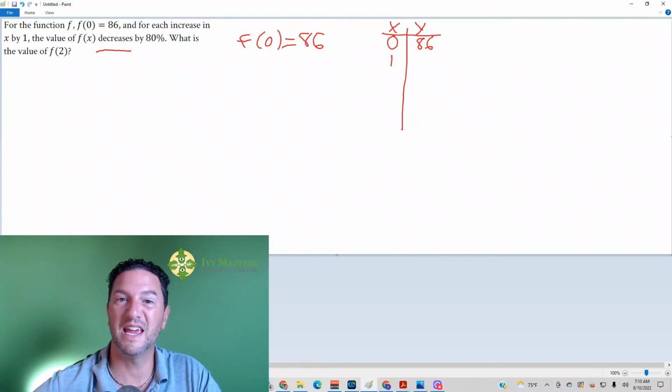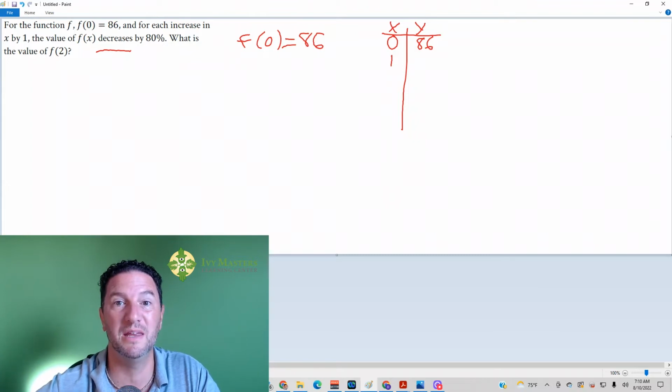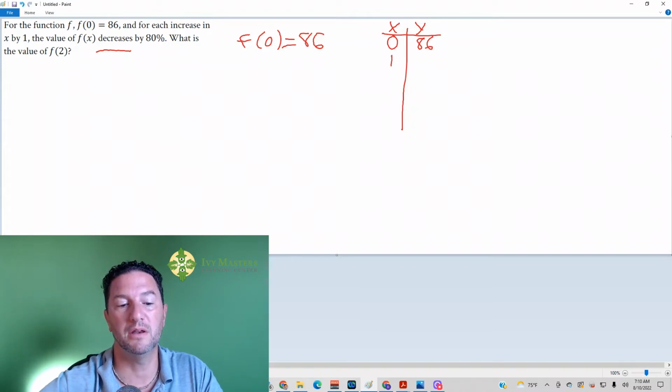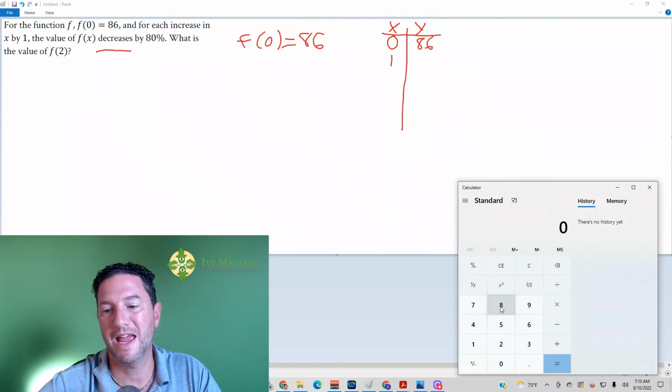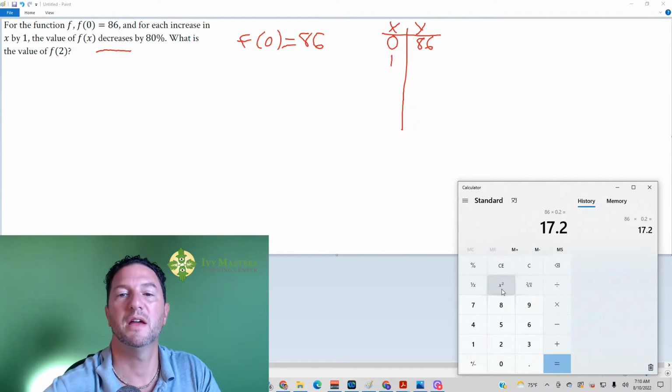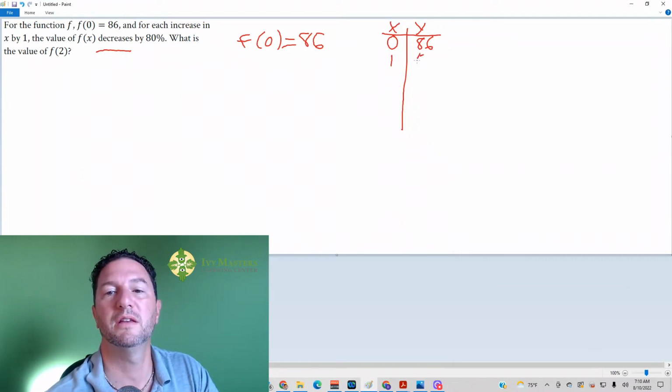If it is 80% less, let's say you're going shopping and you've got this killer sale and something's 80% off. What are you paying for? You're paying for 20% of it. So at that point, what you'd have to do is take your 86 and multiply it by 0.2 to take 20% of it, and you wind up with 17.2.